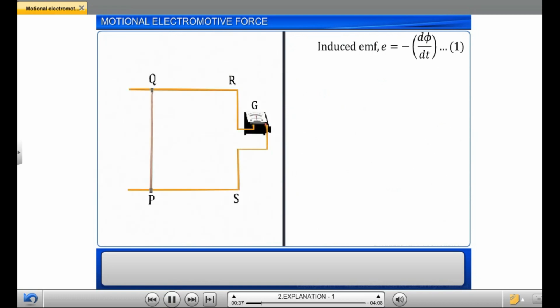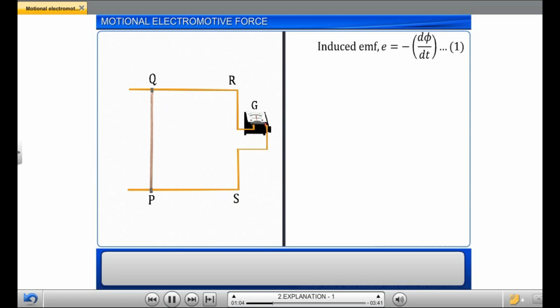Now let us study about induced EMF produced due to the motion of a conductor in a magnetic field. Consider PQRS to be a rectangular metallic loop having a galvanometer G connected between R and S. The part PQ can slide forwards or backwards in between the parts PS and RQ of the loop.